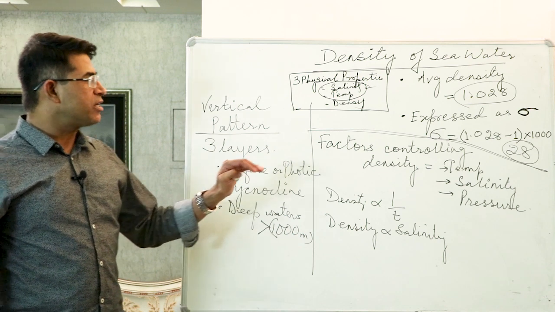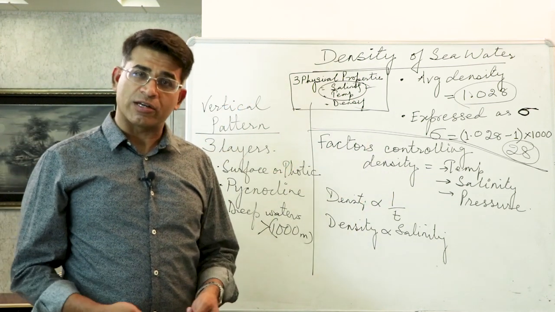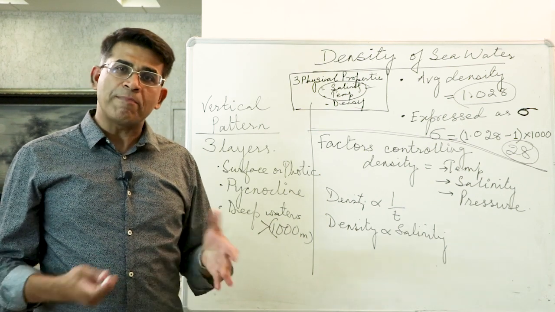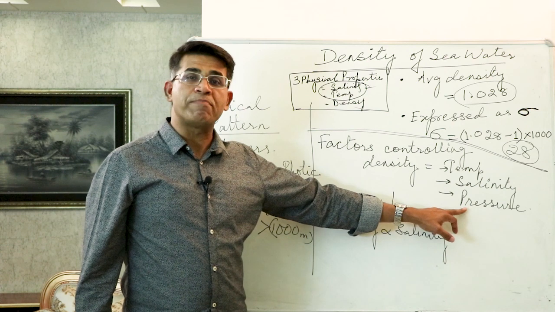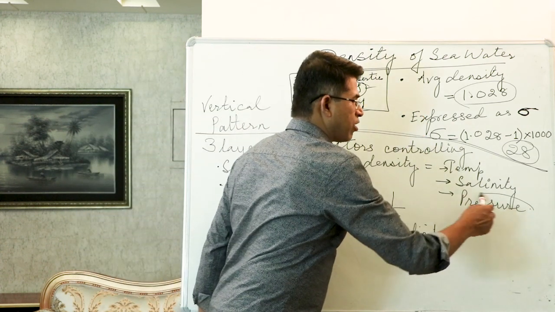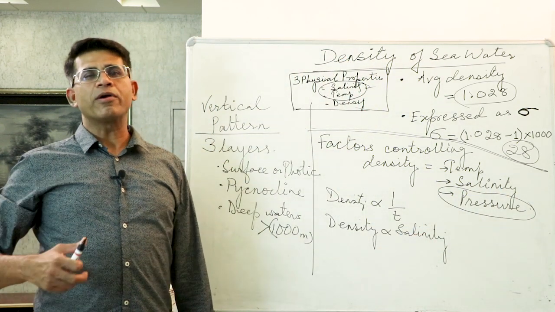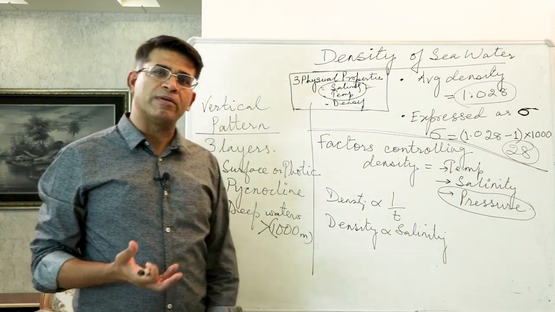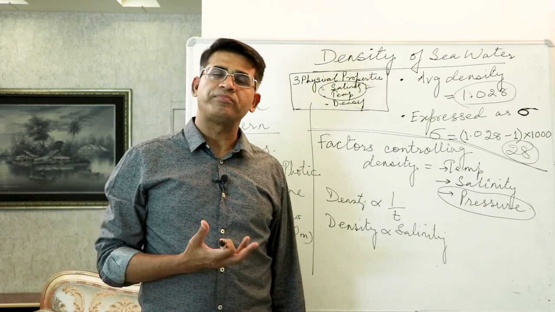The next discussion is what the factors are that control the density of the waters. The three primary factors are temperature, salinity, and pressure. Now, the pressure factor is generally not discussed much. Why? Because for all practical purposes, water is considered to be incompressible.